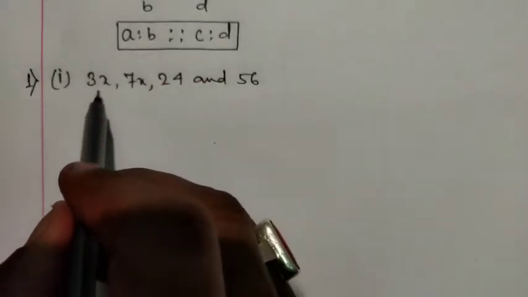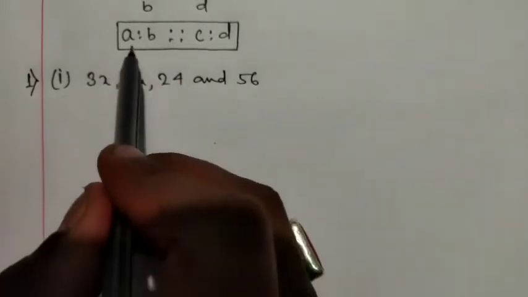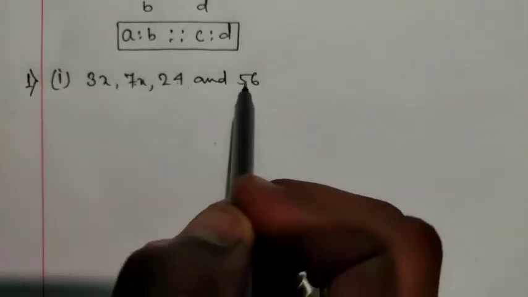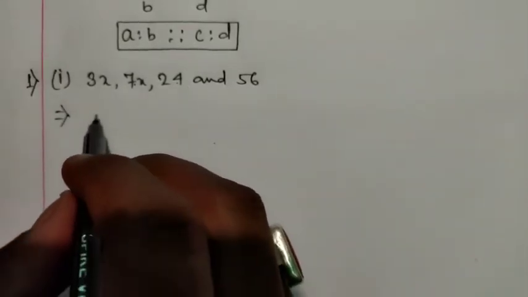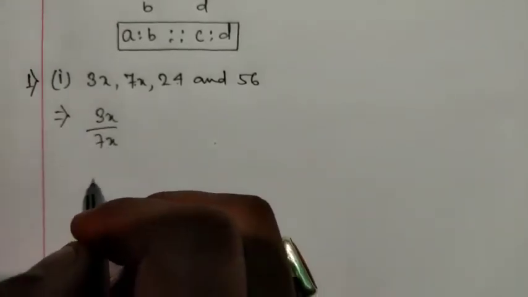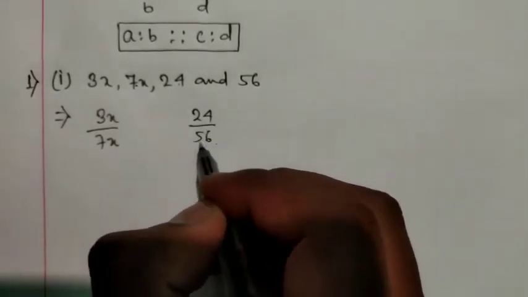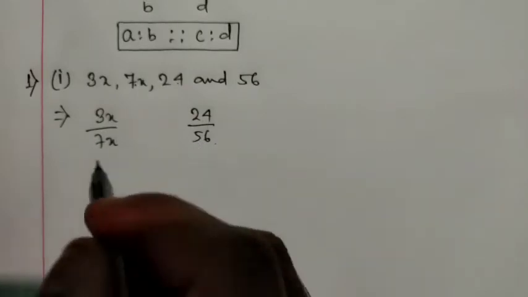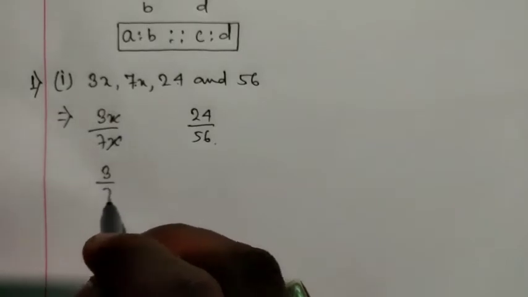These are the 4 terms given: 3x, 7x, 24 and 56. 3x will be represented as A, B, C, D. For checking whether the quantities are in proportion or not, we will take first two quantity in ratio. Then we will take another 2 quantity in ratio. Then we will reduce both the ratios into simplest form. Here we can see that x is cancelled, 3 by 7.